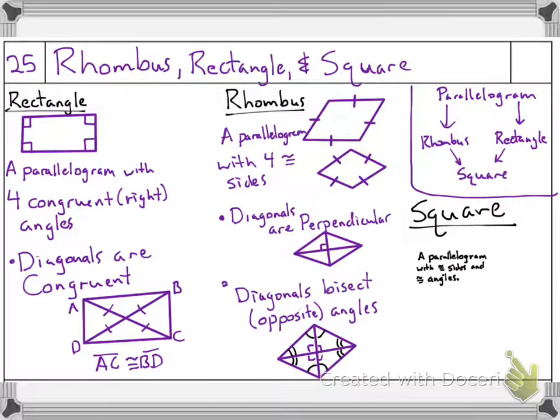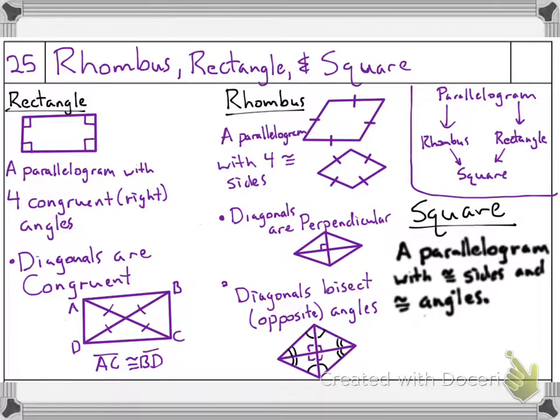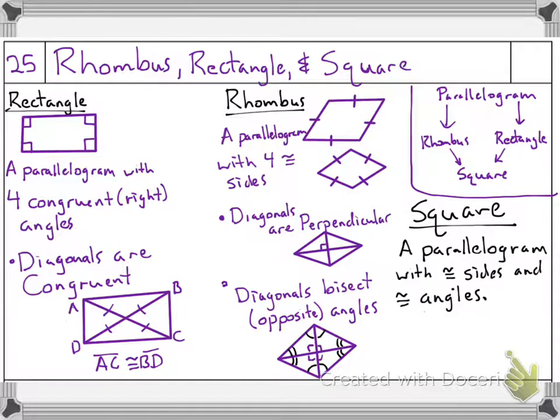Last is a square. Now, a square, by definition, is a parallelogram with four congruent sides and four congruent angles. It does not have any unique properties separate from a rectangle or a rhombus. It has all of the properties of a parallelogram, a rectangle, and a rhombus. It just needs to be both, qualifying as a rectangle and a rhombus. It has to have both parts of each. So we have to be careful when we're classifying something as a square to make sure it meets both conditions of a rectangle and a rhombus.